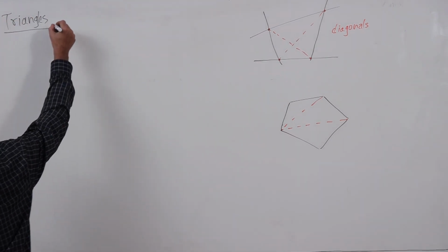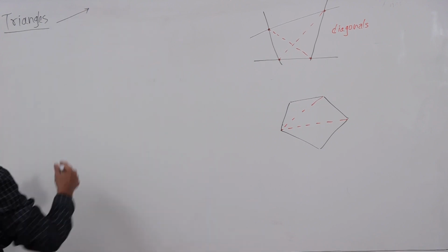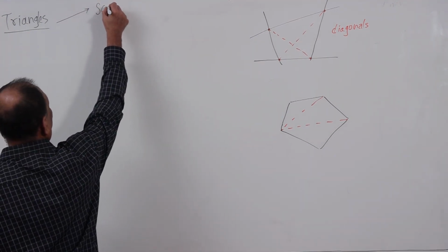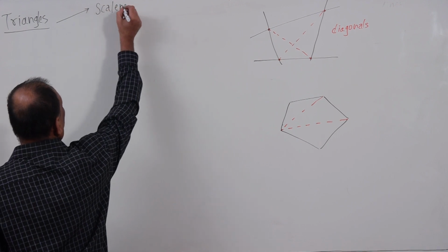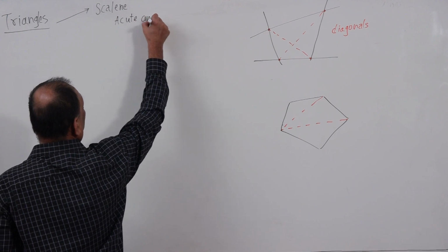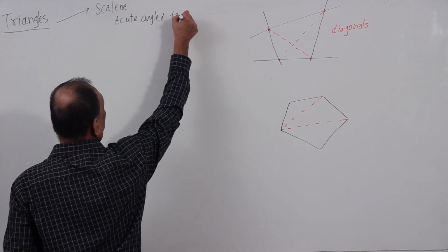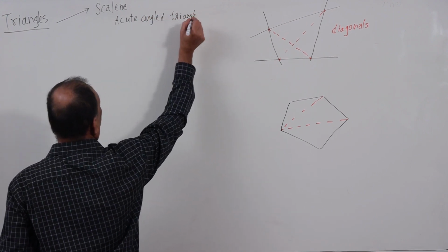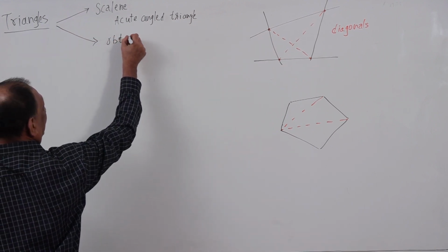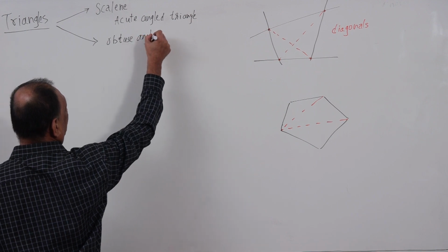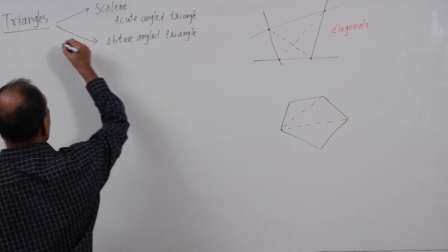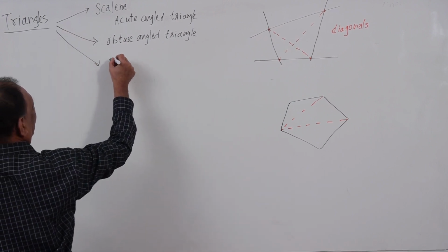Actually, there are 3 classes of triangles which you can think of. One is known as a scalene triangle. Scalene triangle is nothing but an acute angle triangle. I will define the meaning of acute shortly. Then we have obtuse angle triangle. Lastly, we have right angle triangle.